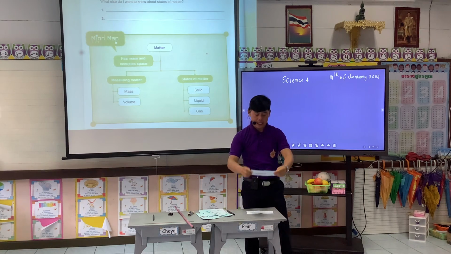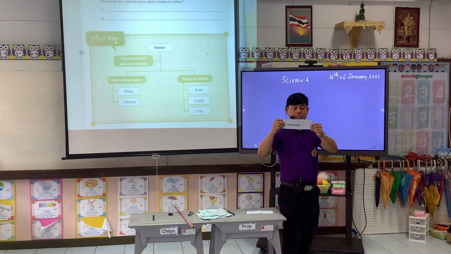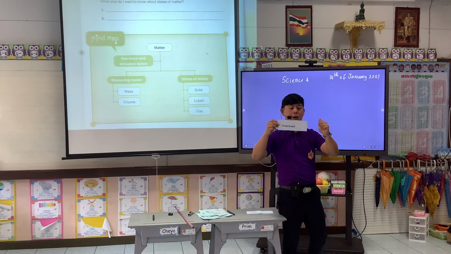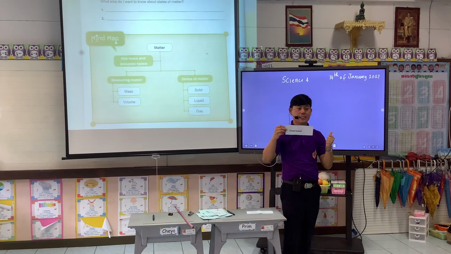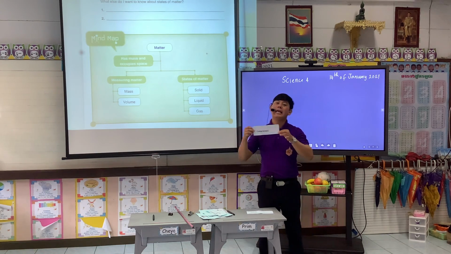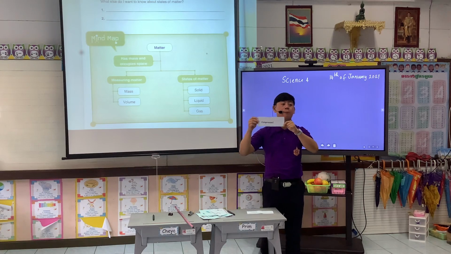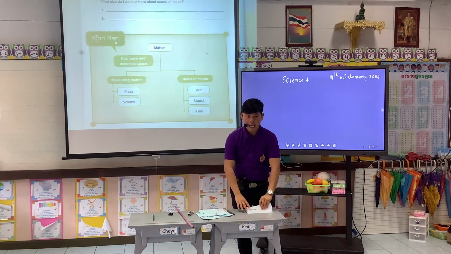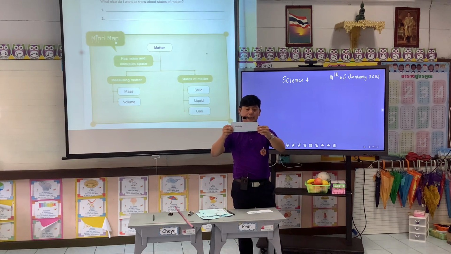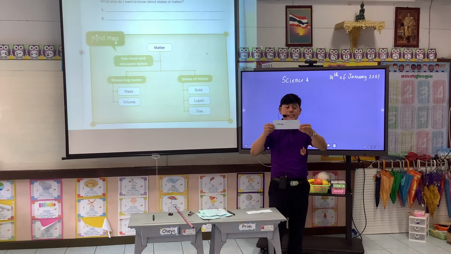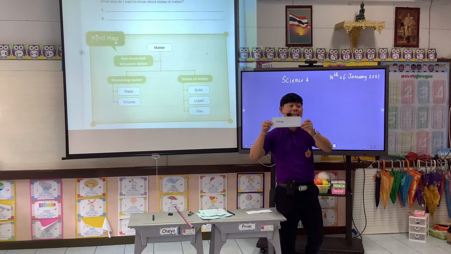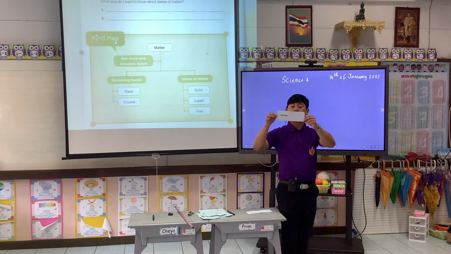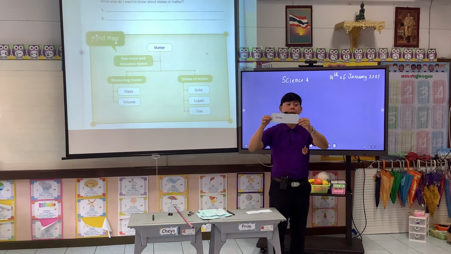Okay, next word, compressed. Solids cannot be compressed. Only gas can be compressed. Okay, next vocabulary is collide. What does collide mean? It means the particles in a liquid can move in any direction. Okay, this is collide.